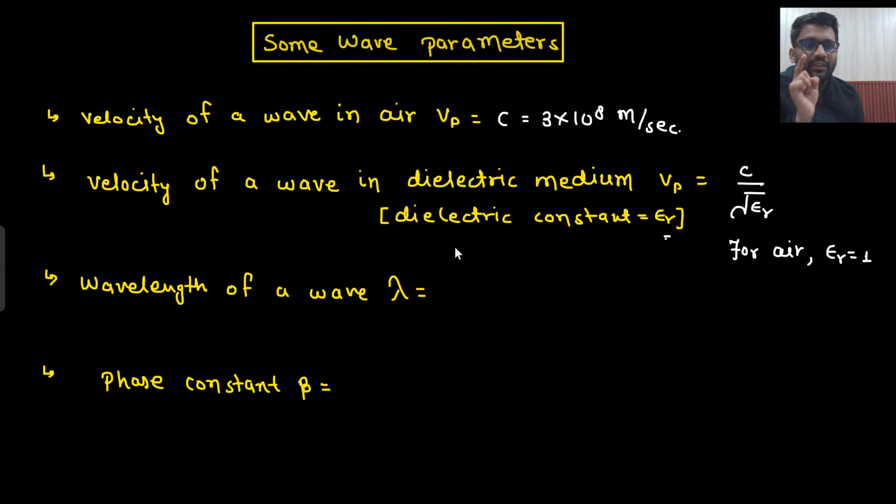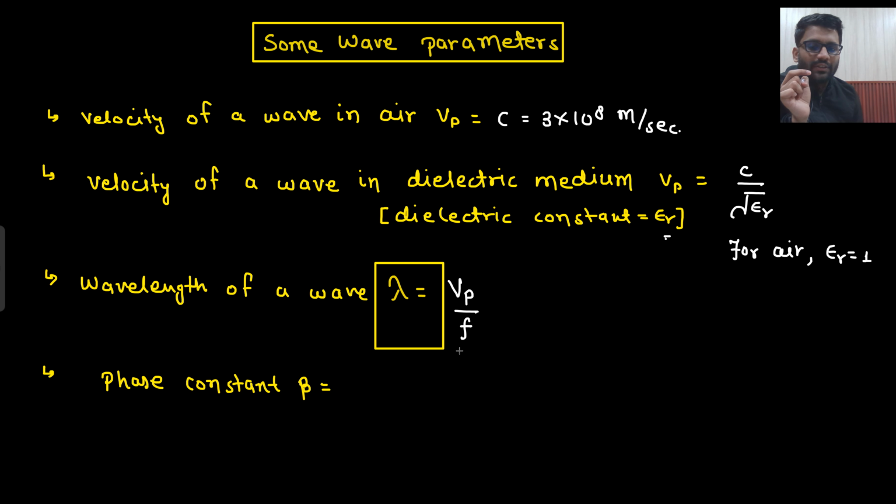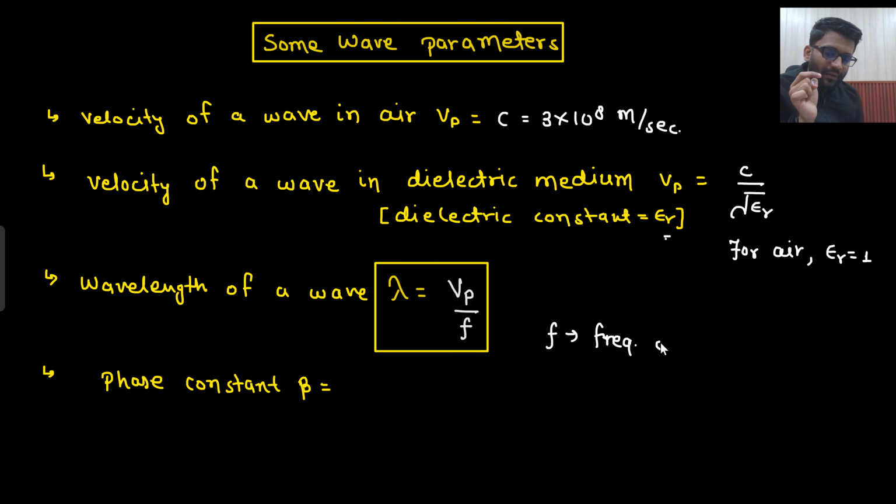So wavelength, what is the formula of wavelength? Lambda is equal to Vp by f, velocity divided by the frequency. F, frequency of what? Frequency of the wave. F is the frequency of the wave. Are you getting this point? So lambda is equal to Vp by f. This formula also you need to remember.